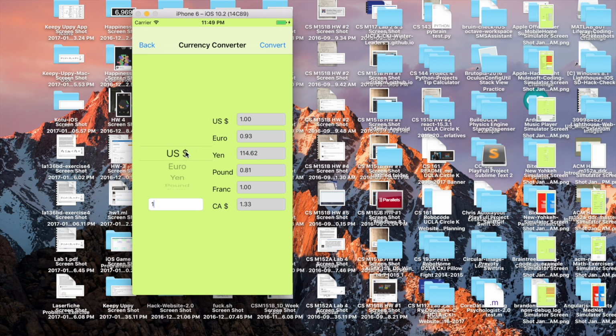common currencies. So let's compare the euro, the yen, pound, franc, and the Canadian dollar, my bad.